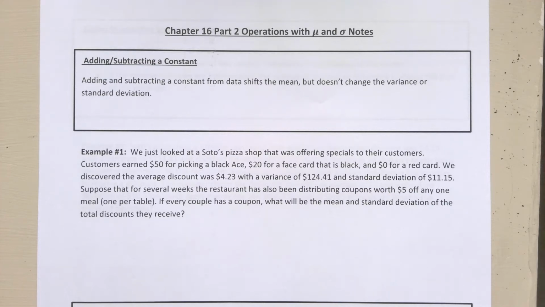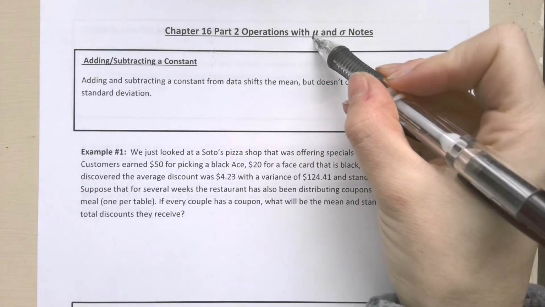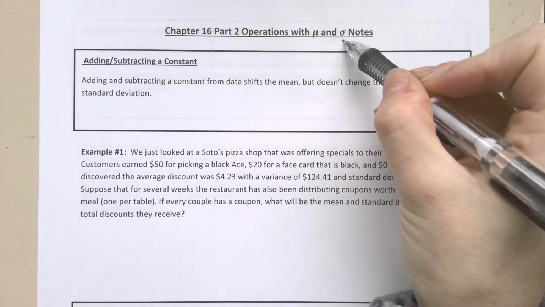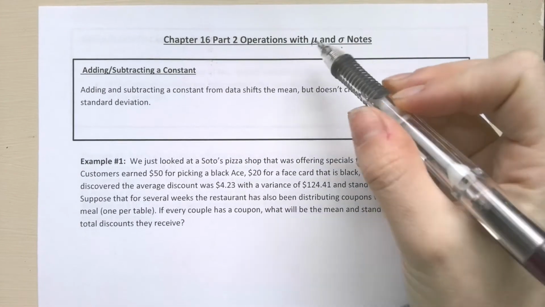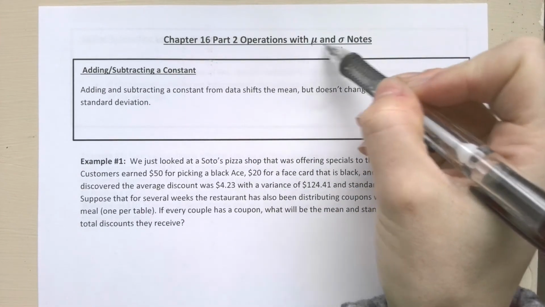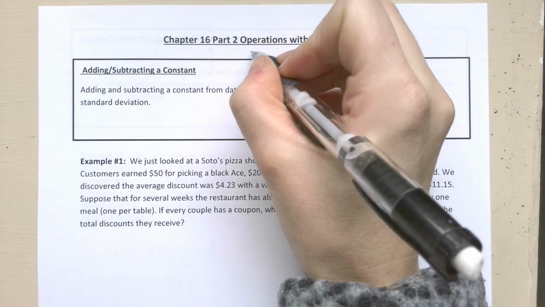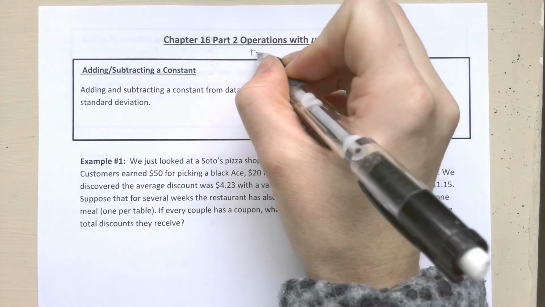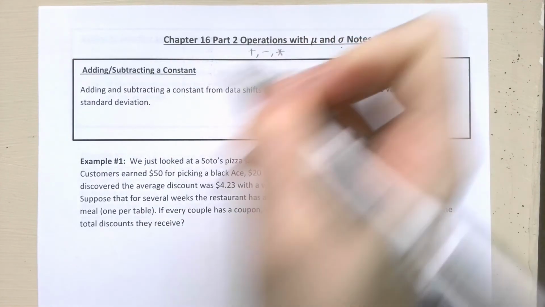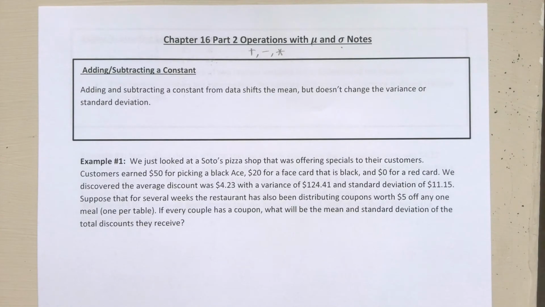Chapter 16, Part 2, we are going to continue our work with our mean or expected value and standard deviation. In this video, we're going to talk about operations with mean and standard deviation. By operations, we mean adding, subtracting, multiplying. The first one we'll look at is adding or subtracting a constant.